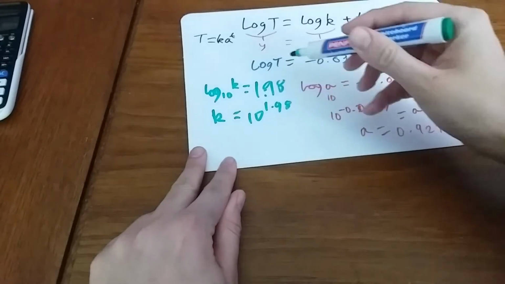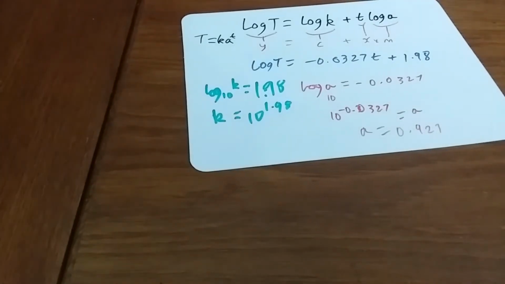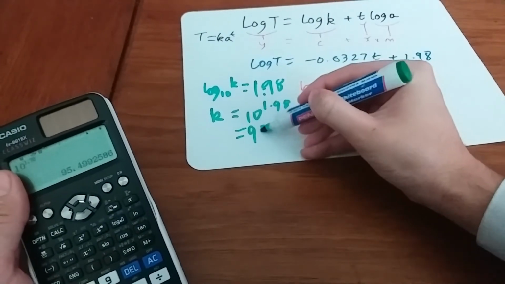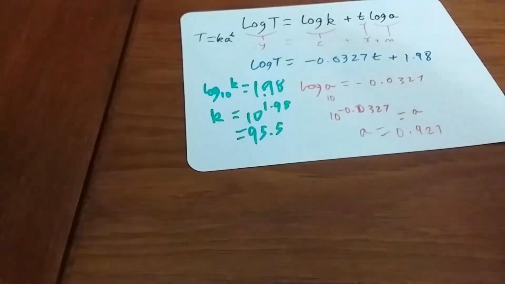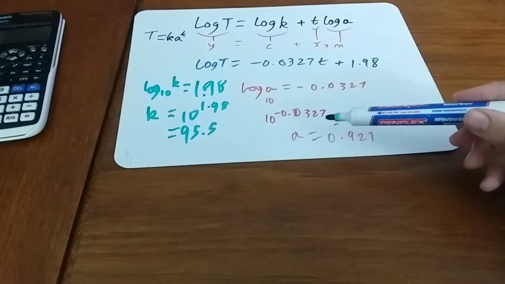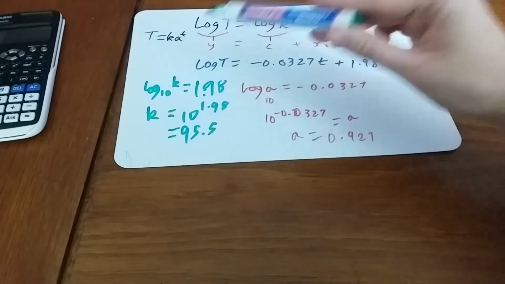Now, if it was 10 to the power of 2, we know what it was. It would be 100. So we were expecting something just less than that. Typing into the calculator, it was just less than 100. It was about 95.5. So we can put it all back together. We know what K is, we know what A is, we can put them both into that equation up there.